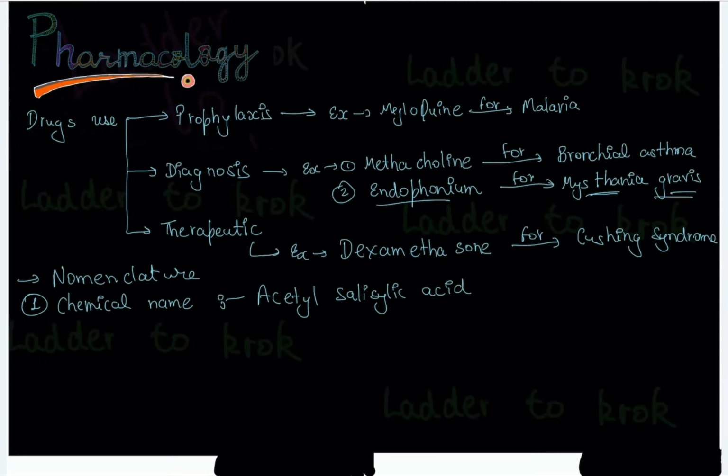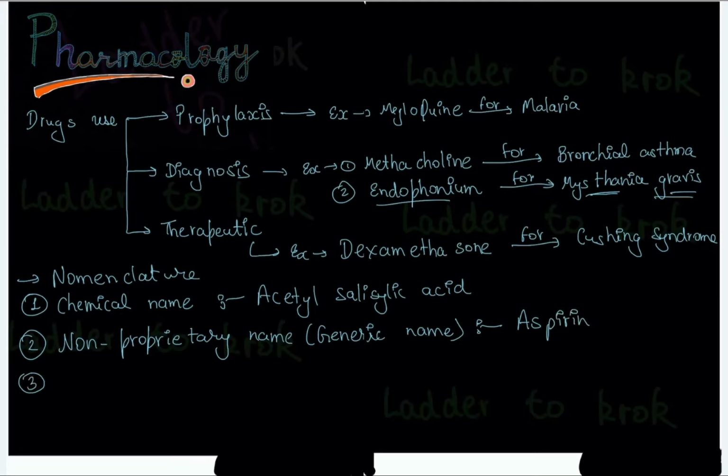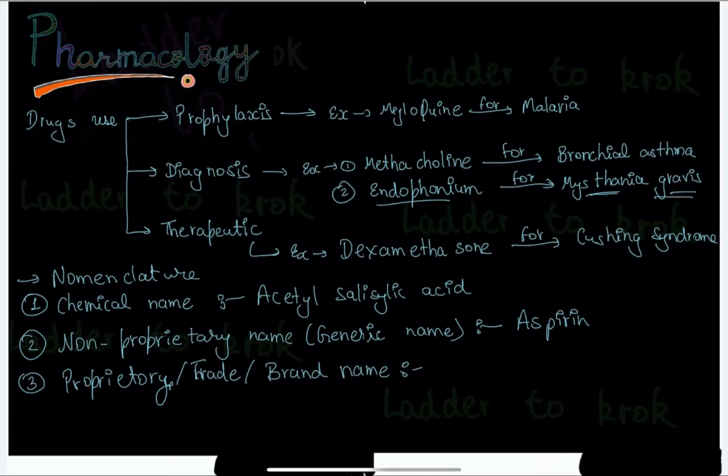salicylic acid. Okay, the second is our drug can have a non-proprietary name. We also call it the generic name. Example, aspirin. And a drug can have a proprietary, or trade, or brand name. Every brand has its own name for every drug, like Ecospirin and many more. So see, this aspirin can have many names. Acetylsalicylic acid is the chemical name for aspirin. This aspirin is sold in the market by the name of Ecospirin.